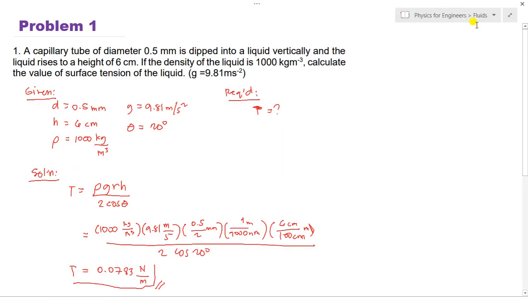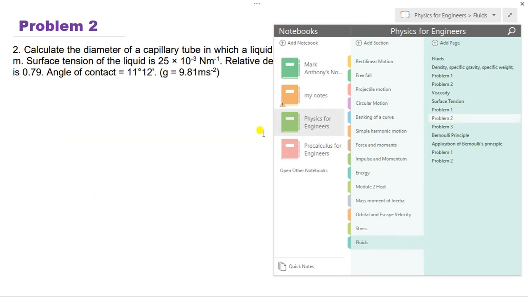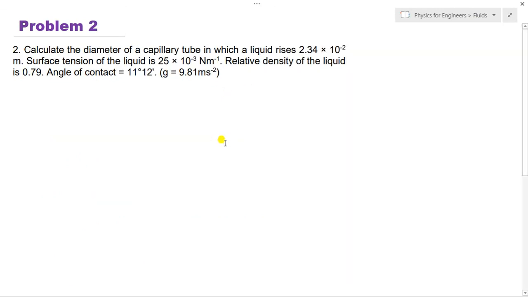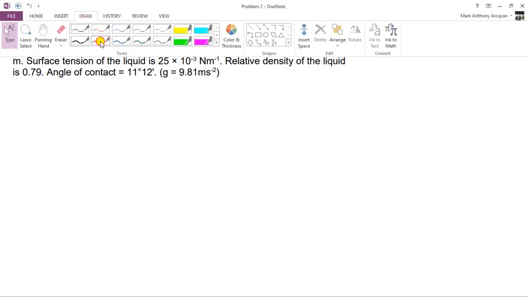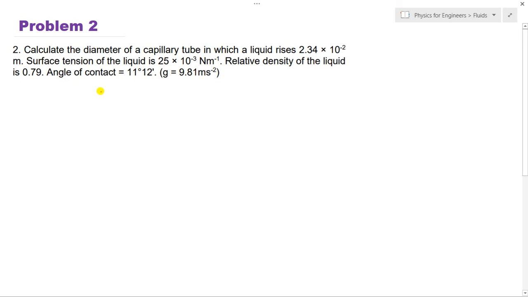Okay, so let's proceed to the next example. For problem number 2, again, calculate the diameter of a capillary tube in which a liquid rises 2.34 times 10 to the power negative 2 meters. The surface tension of the liquid is 25 times 10 to the power negative 3 Newton per meter. Relative density of the liquid is 0.79. Angle of contact is 11 degrees 12 minutes. Then g is 9.81.